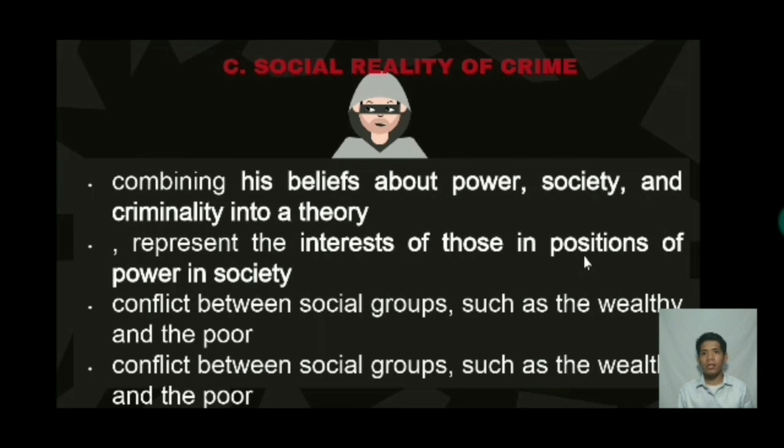So let's proceed to the social reality of crime. According to Richard Quinney, it combines his beliefs about power, society, and criminality into a theory that represents the interests of those in positions of power in society. There is conflict between social groups such as the wealthy and the poor. So, in social reality, a criminal can commit a crime when he is deprived of opportunity as well as when a society cannot solve the problem. For example, youth are using drugs and the barangays cannot solve it, so these youth continue to do it. That's the social reality of crime. The persons involved in this theory were John Lea and Jock Young.